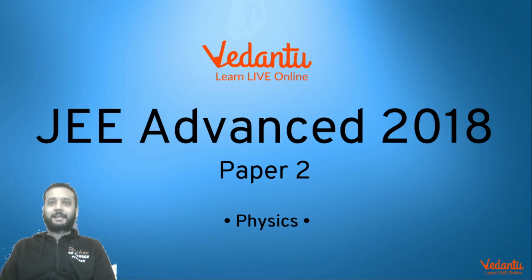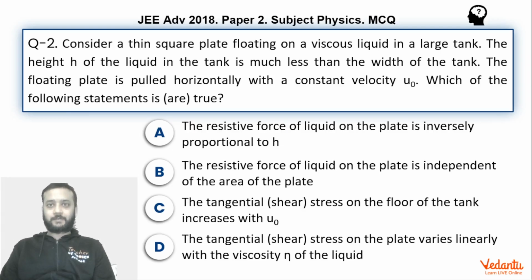Hi dear students, let's see this question that came in JEE Advanced Paper-2 2018 in the section of physics. इस क्वेश्चन में basically what is happening is that there is a large tank in which we have put a viscous liquid and there is a square plate which is being moved at a constant velocity u naught in the horizontal direction.